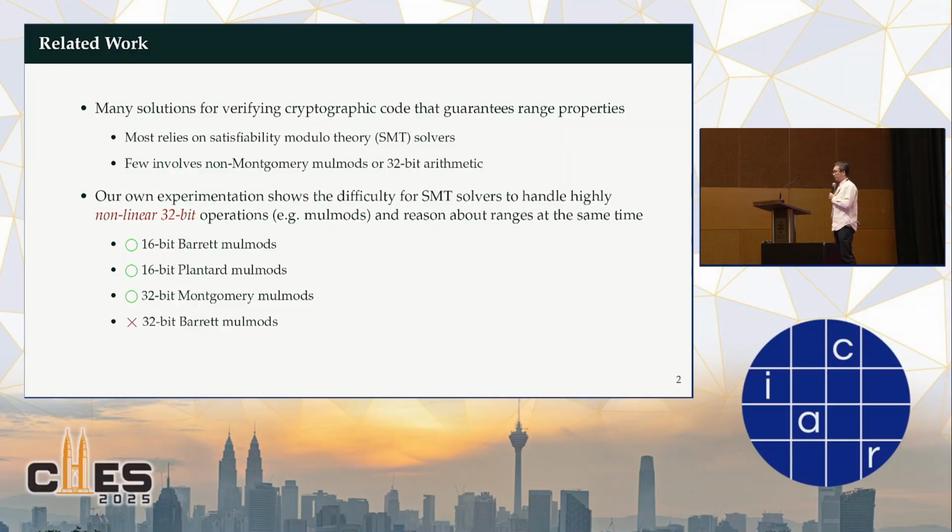In our own experimentation, we found that it is difficult for SMT solvers to handle highly nonlinear 32-bit operations and reason about ranges at the same time. For 16-bit Barrett multiplication, SMT solvers work pretty well, but for 32-bit Barrett multiplication, it's very difficult for SMT solvers.